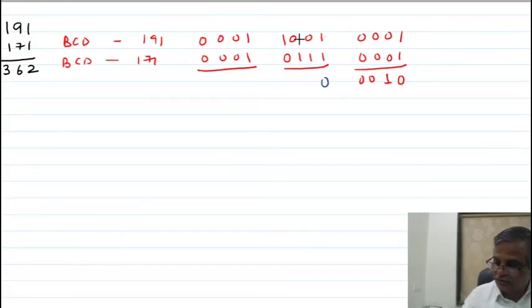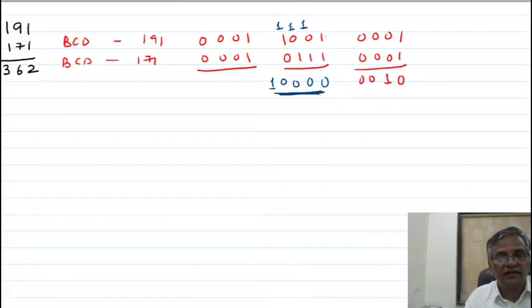1 plus 1 is 0 carries 1. This is 0 and carries 1. This is not valid. Here I am taking this carry to the next number, means here. This carry I am taking here.